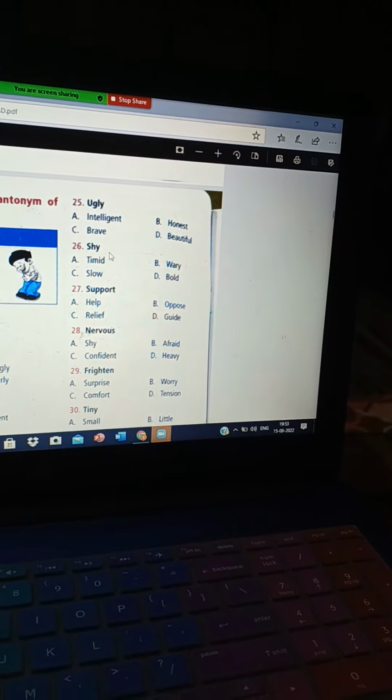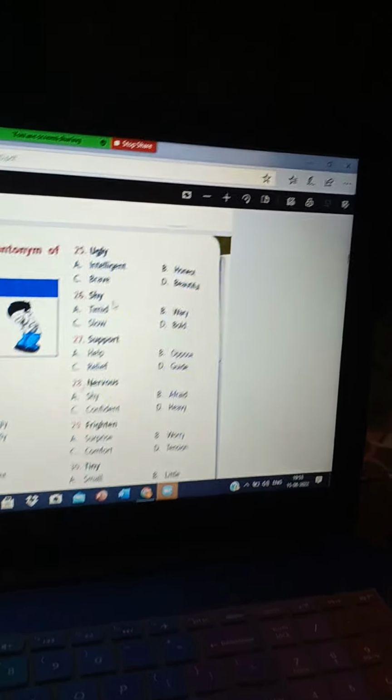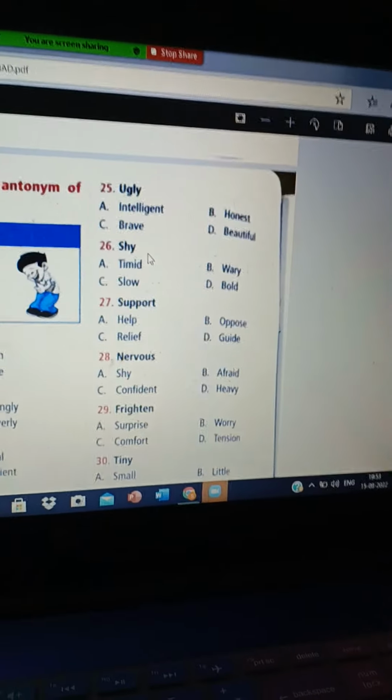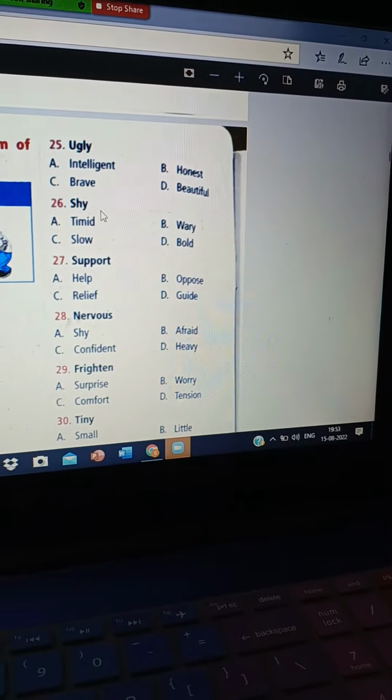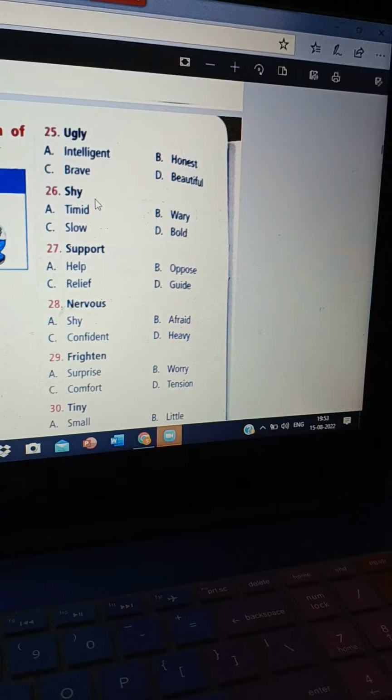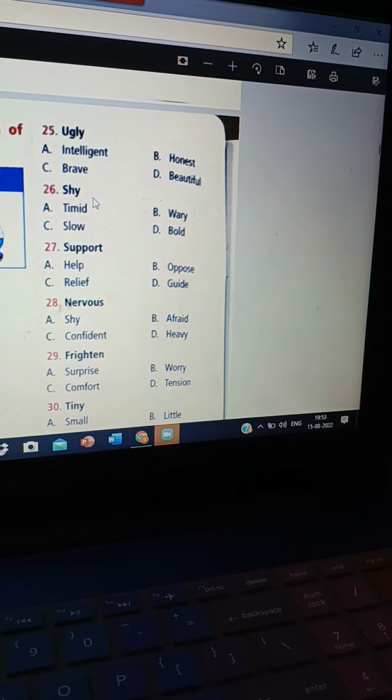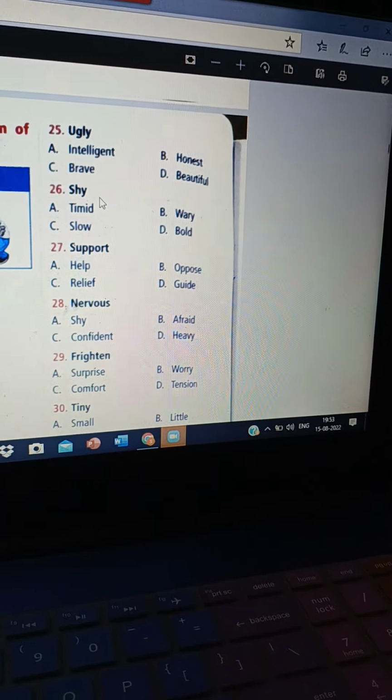Shy means one who is not open to everybody, who is an introvert. He or she is not extrovert. Like if he or she is very quiet in the class, we call him very shy.